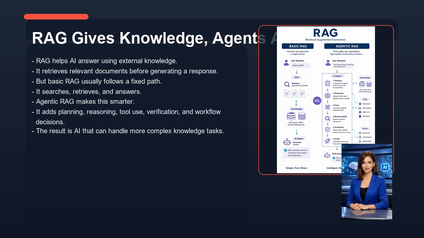Agentic RAG makes this smarter. It adds planning, reasoning, tool use, verification, and workflow decisions. The result is AI that can handle more complex knowledge tasks.